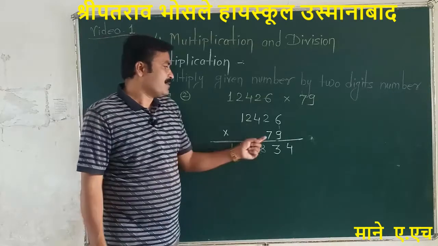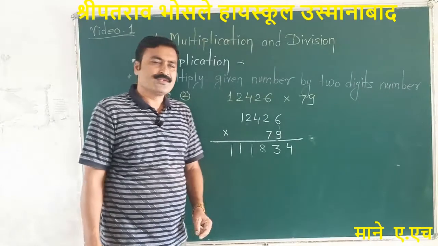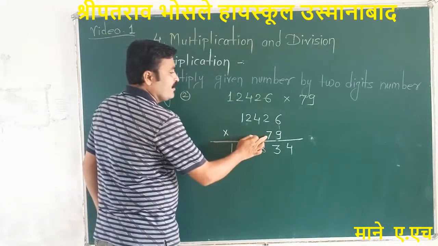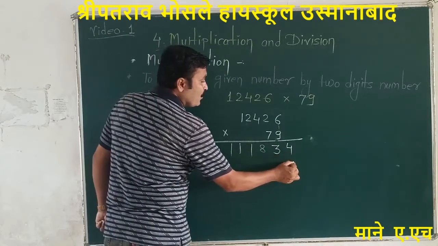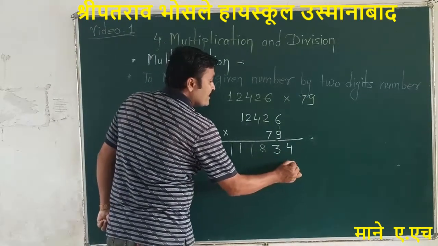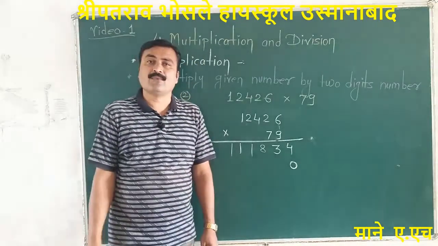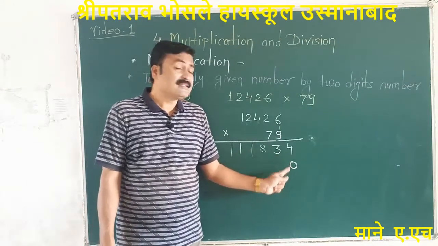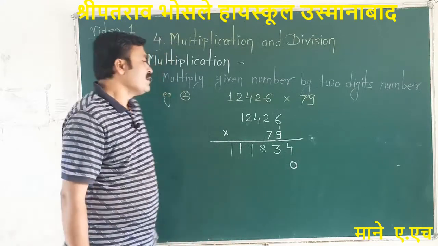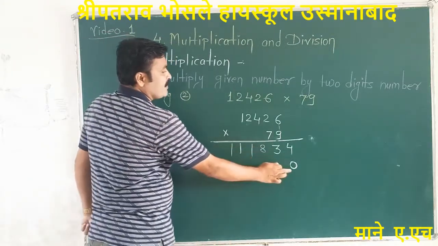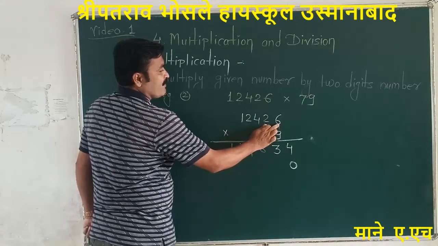Now after completion by 9, we have to start by 7 here. So while starting by 7, first we put down 0 below this 4 here. We take only 0. Now there is a basic reason why we take 0 below this 4. This reason we will explain in the next condition. So after taking this 0, now we start by 7 here. Again multiplication starts from the ones place.